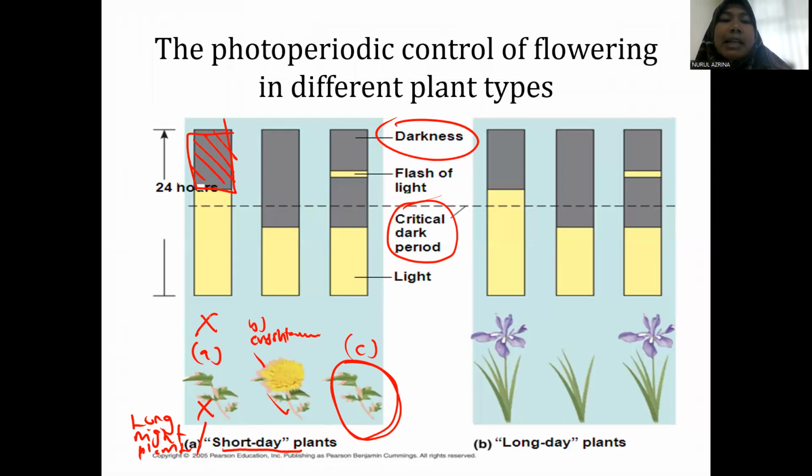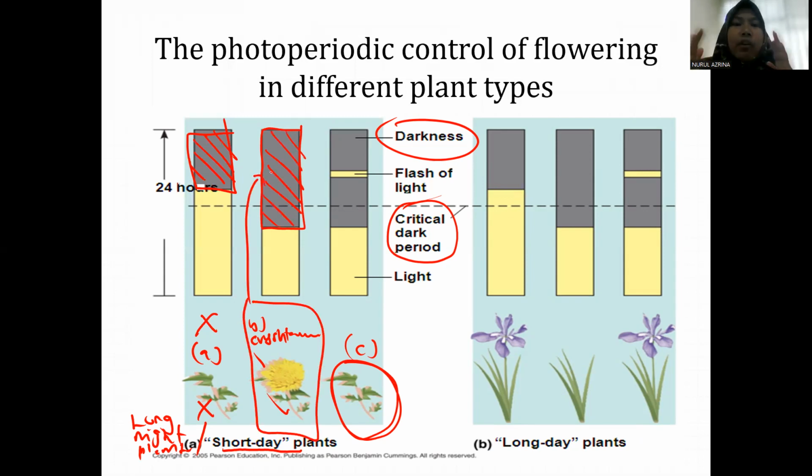But as for experiment B, you can see that the plant is exposed to a continuous dark period that is longer than the critical period. That's why the plant is flowering. So this is characteristic for short day plant or long night plant.